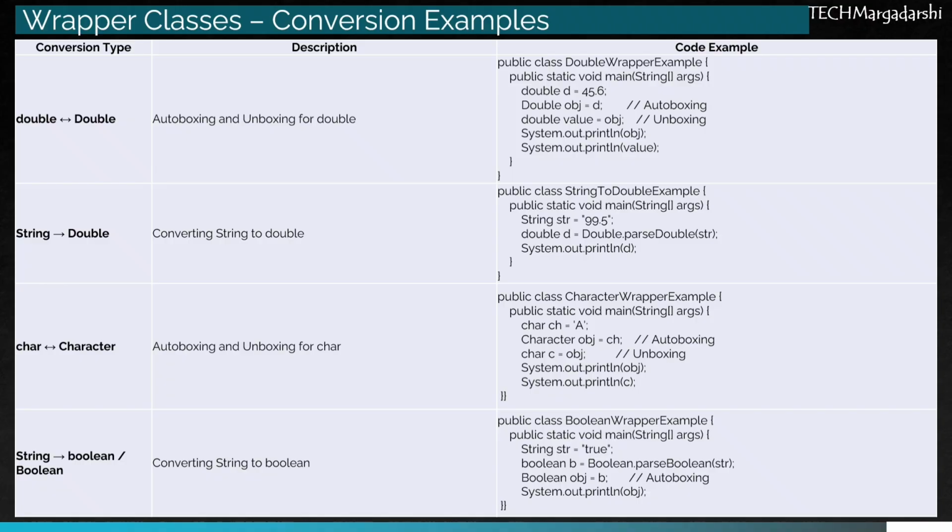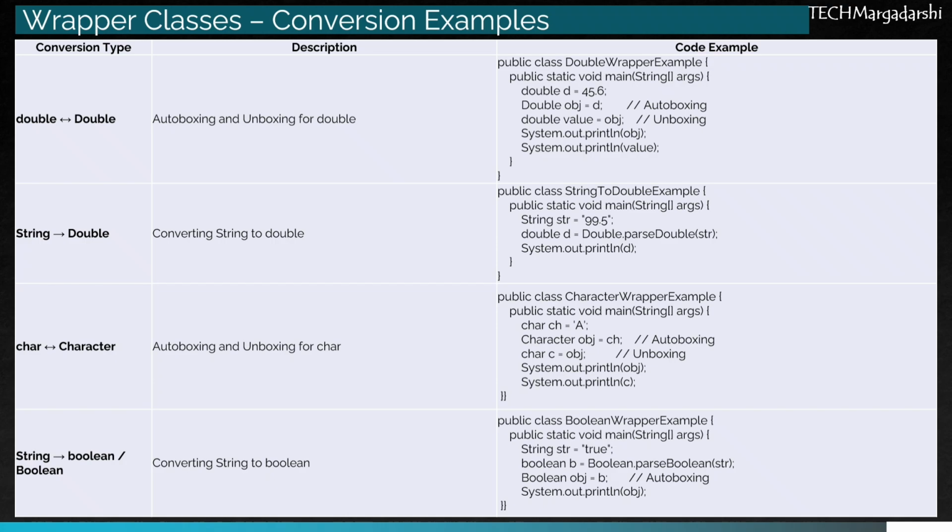Next is string to double conversion. Here, a string containing decimal values is converted into a primitive double using Double.parseDouble. This is very useful when working with prices, percentages, or measurement values.